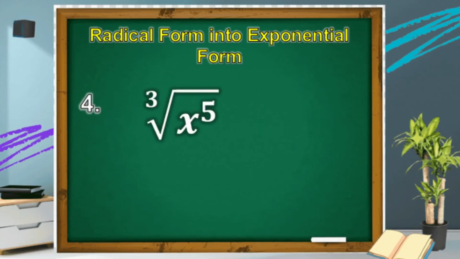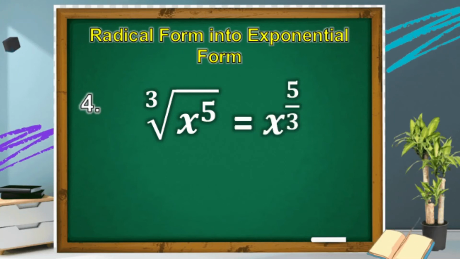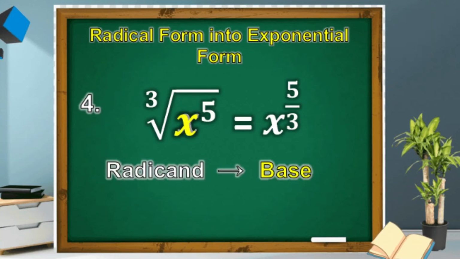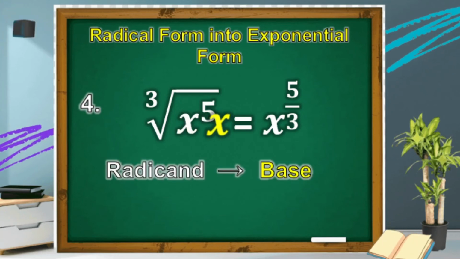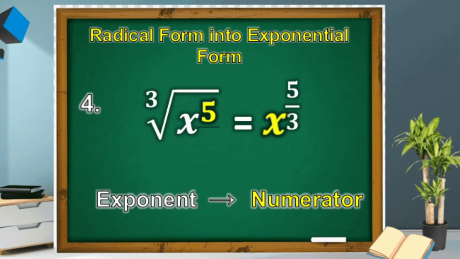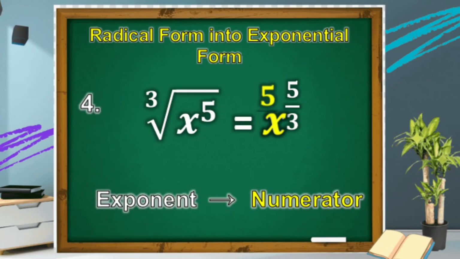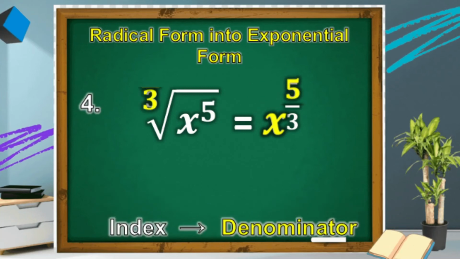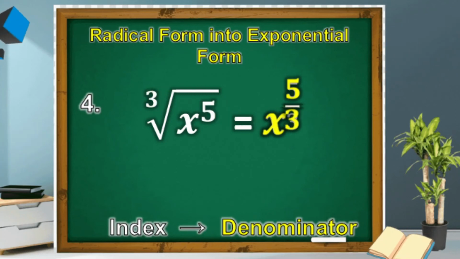Example number 4, cube root of x raised to 5. Si x, siya yung magiging base. Then, si 5, which is yung exponent sa radicand, siya yung magiging numerator. And then, yung index natin na 3, siya yung magiging denominator.